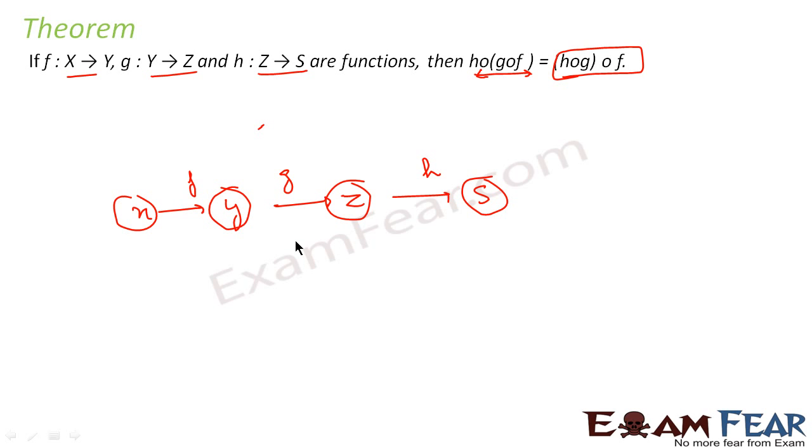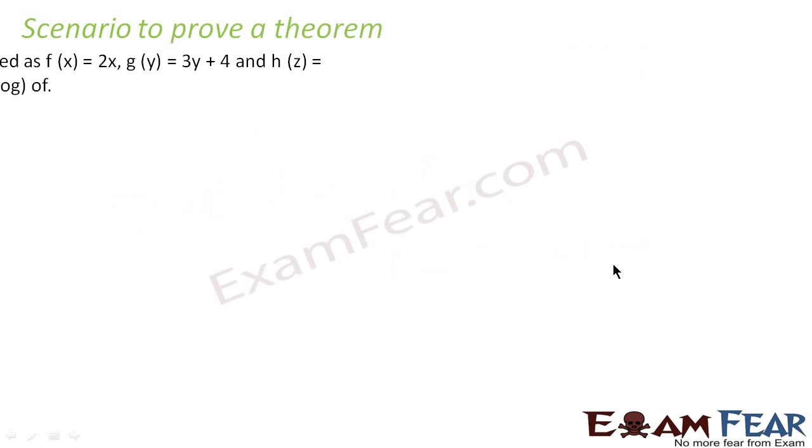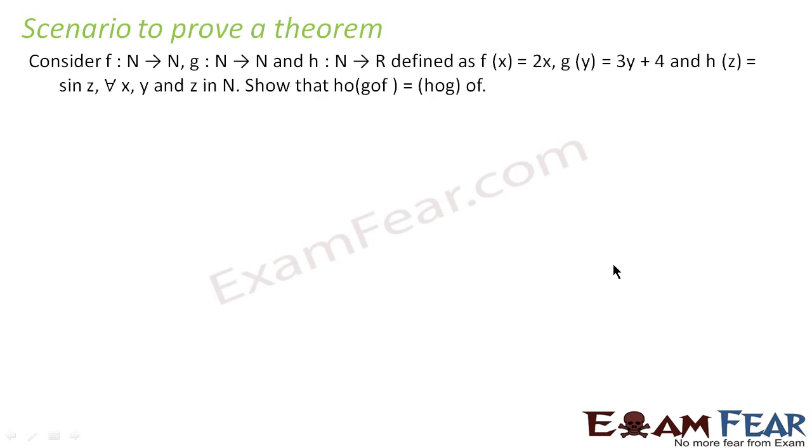We will take an example to prove this. That is, you take g of f first and then take h of this, or you take h o g and apply it. Both are the same. We'll take one example to prove this. We have these functions: f from N to N, g is also from N to N, and h is from N to R, where f(x) is equal to 2x, g(y) is equal to 3y plus 4, and h(z) is equal to sin z. We have to prove that h o (g o f) is equal to (h o g) o f.